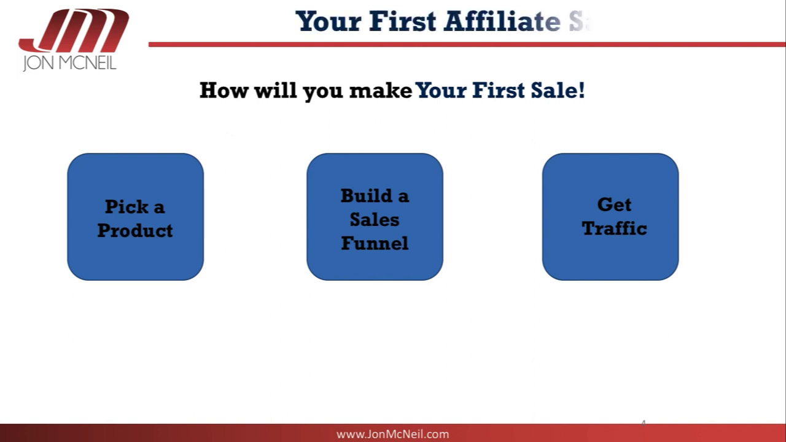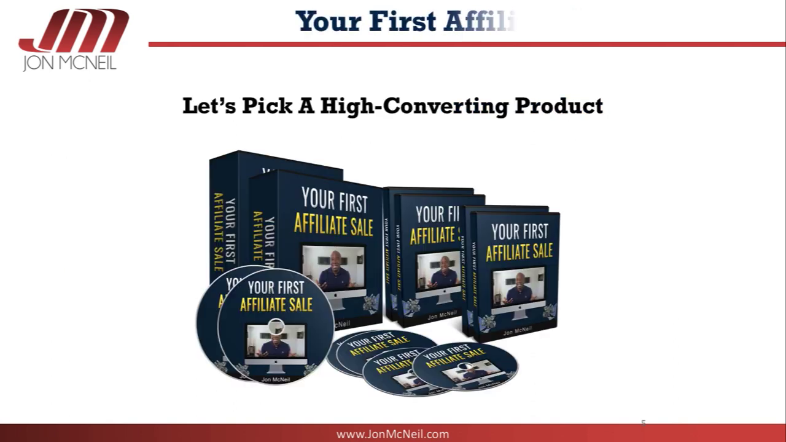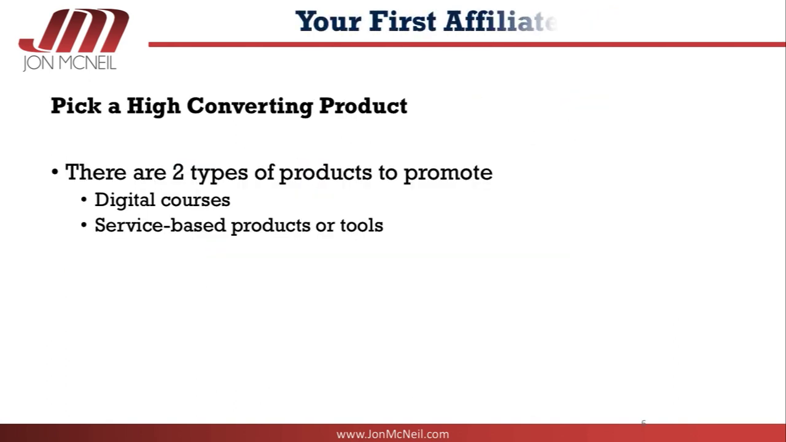Now, if we go back to yesterday and just recap for a second, there are three simple steps that we're going to be taking to make our first affiliate sale. Number one is picking a high converting product. Number two is building a sales funnel around that product. And number three is getting traffic. So again, today we're going to be picking a high converting product.